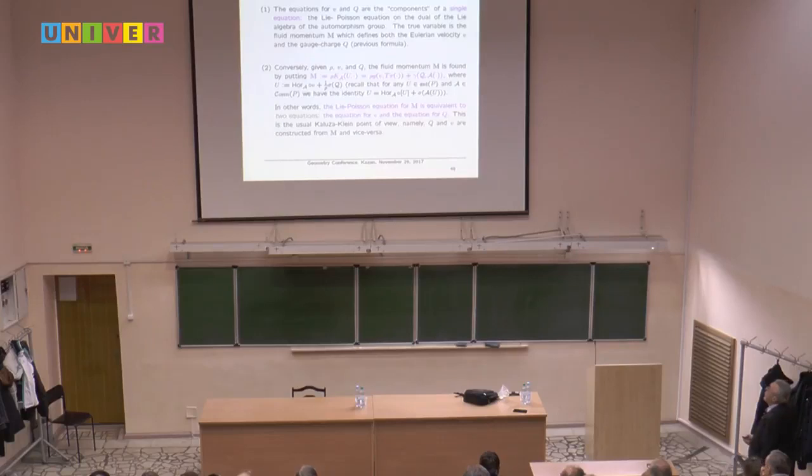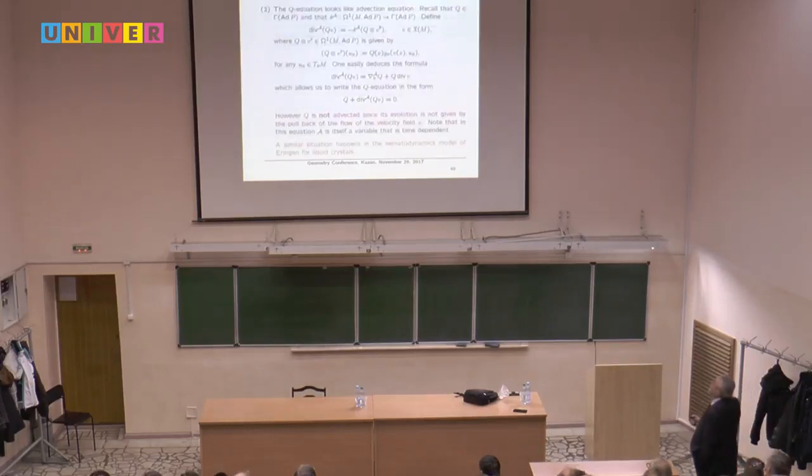Okay. Conversely, if I give you rho, V and Q, the fluid momentum can be constructed. Here is the explicit formula. Here is the one that I gave you explicitly. How do you construct it? U is given by horizontally lifting V and putting this charge part to it. And then you have this identity. So the Lie-Poisson equation for M is equivalent to two equations. The equation for V and the equation for Q. That is exactly the Kaluza-Klein approach. That is exactly what Kaluza-Klein have done. Out of one equation, they produce two, and the other way around.